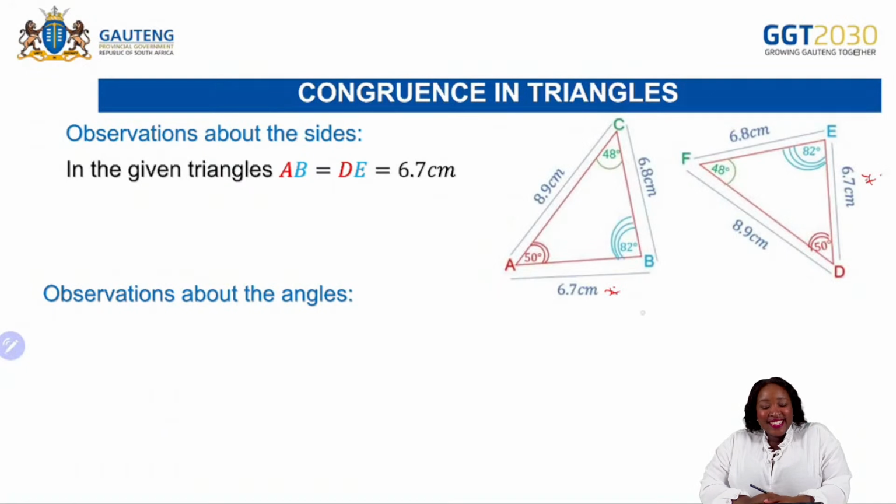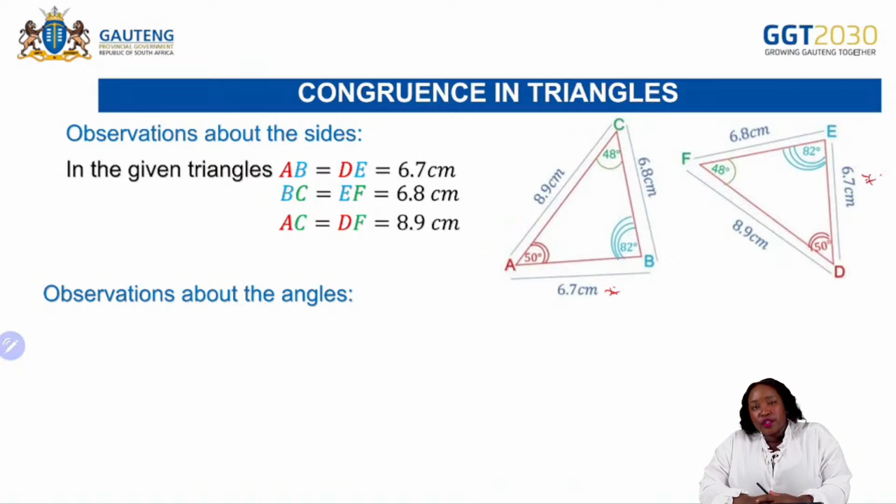All right, class, let's see which ones you should have noticed. We know that 6.7 centimeters is for AB and DE. Then we've got 6.8 centimeters for BC and EF. We also have AC equal to DF, and they are both equal to 8.9 centimeters. So well done if you have those correct.